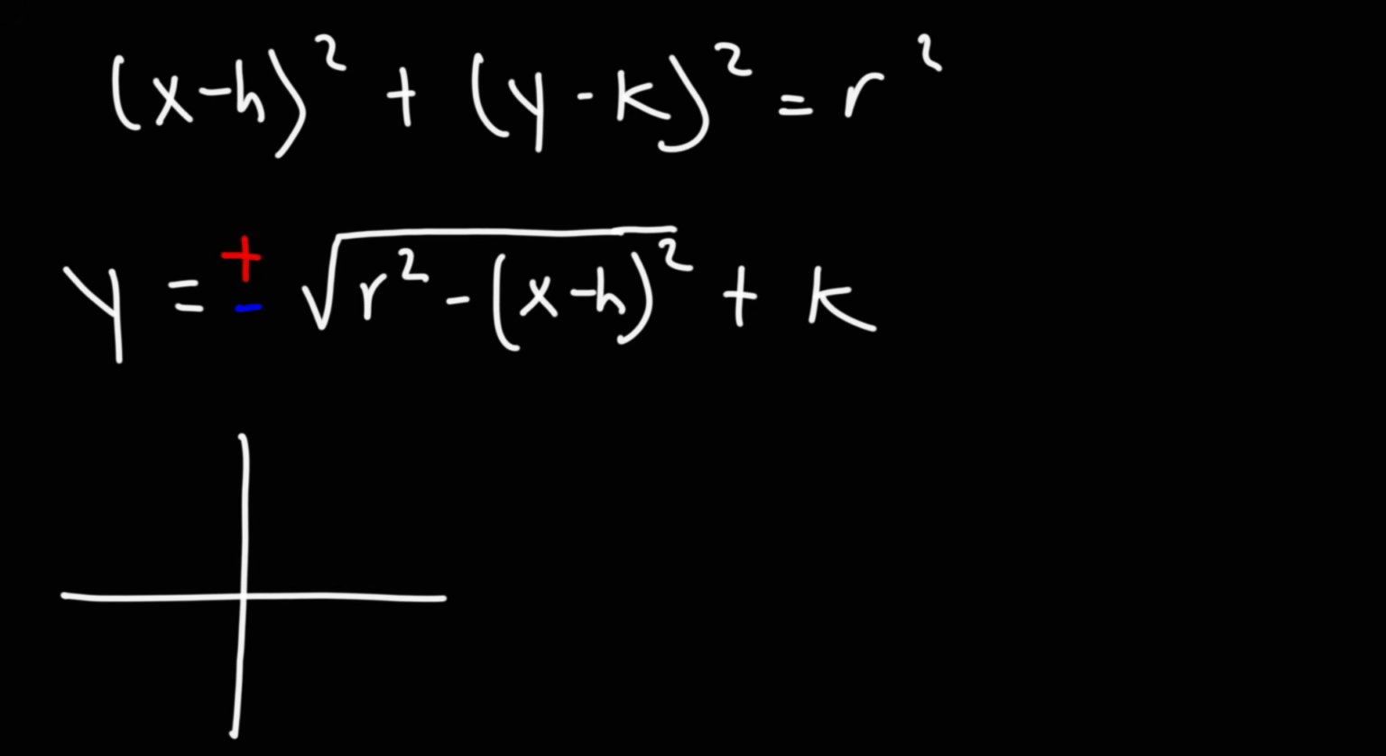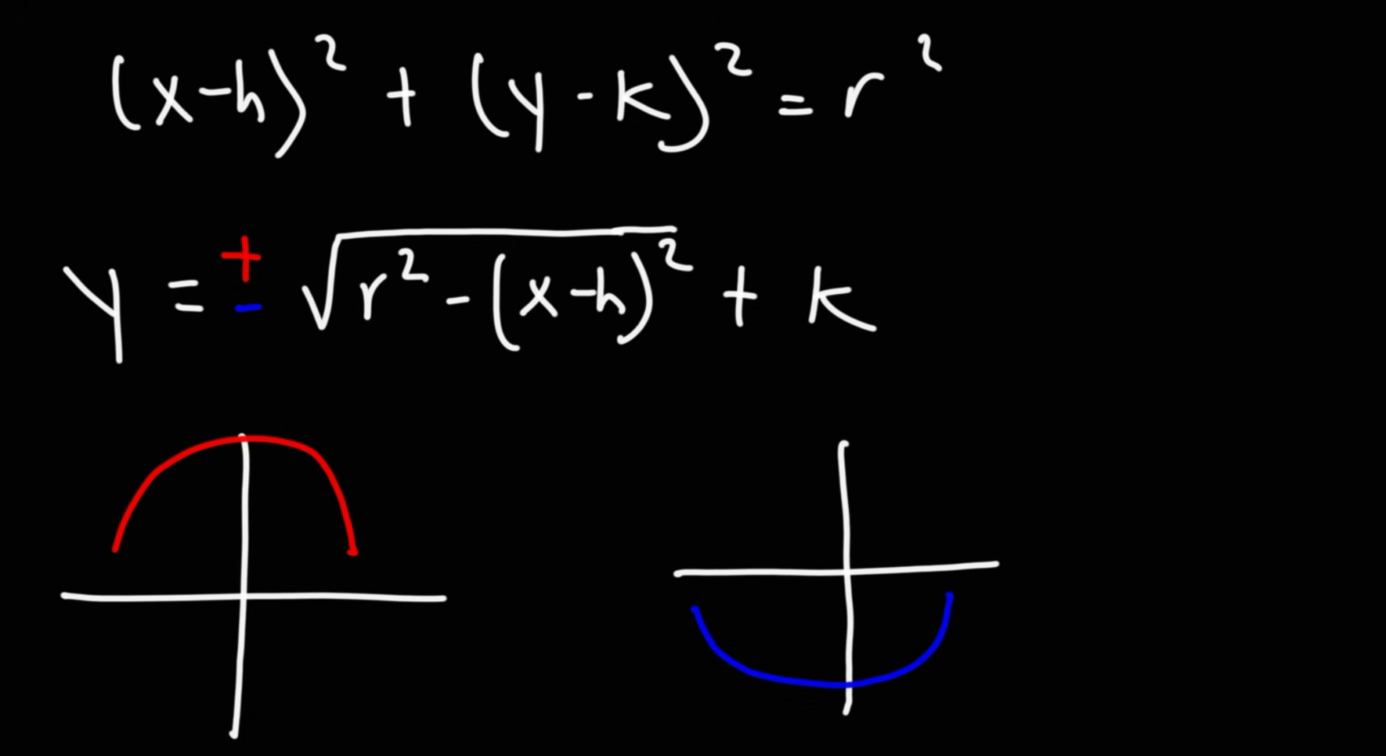If you just have the positive sign, you'll get a semicircle that is going to be the upper half of the circle. The negative sign, if you put that in front, you'll get the other part of the circle, the lower half. Now, of course, the semicircle, like the circle, can be shifted up, down, left, right by the values of h and k. So it can be in various quadrants.